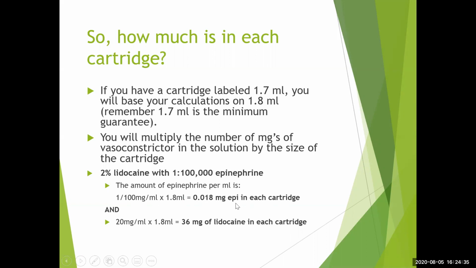Okay, so now we know how much vasoconstrictor is in there, and how much lidocaine is in there. 2% is going to be 20 milligrams per milliliter, and then we multiply that by 1.8 milliliters, and we find out that there's 36 milligrams of lidocaine in each cartridge. So remember, you're going to have local anesthesia, and if there's vasoconstrictor, you have to figure out how much vasoconstrictor is in there as well.